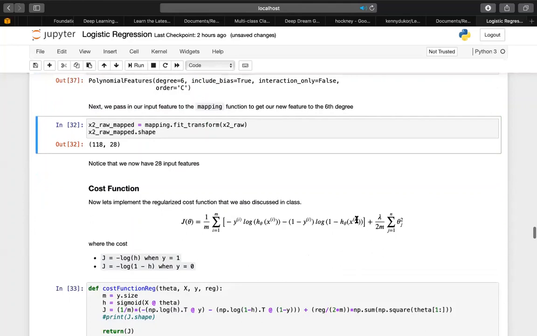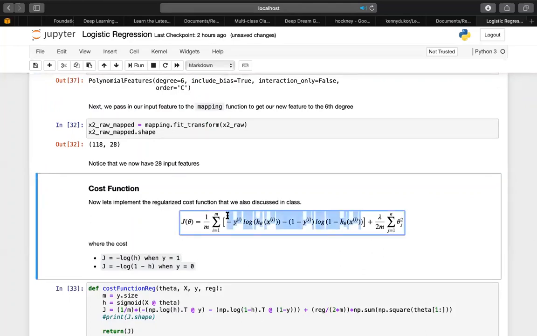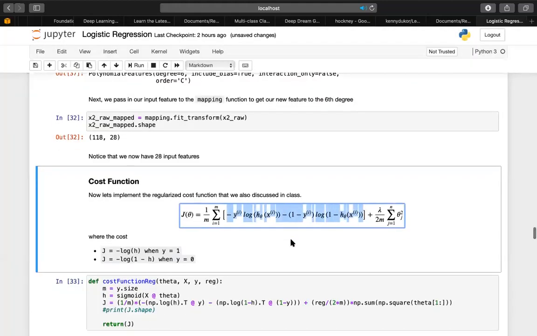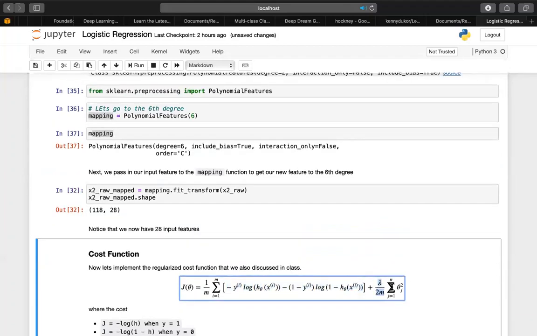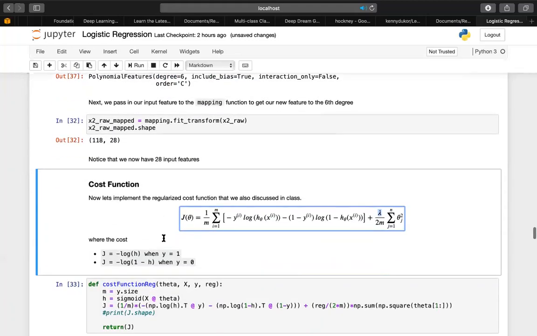And then we use the normal logistic regression formula for calculating our J, which is the maximum likelihood estimation, and then we add our regularization here. So this is the regularization parameter, lambda over 2n, sum over the theta, right? And lambda is our regularization parameter, if you all remember.